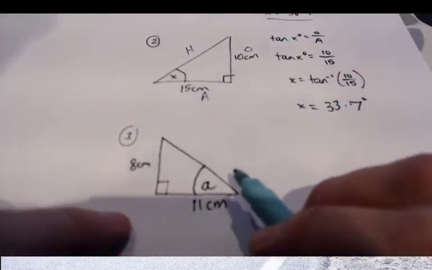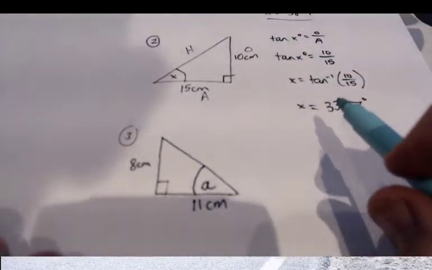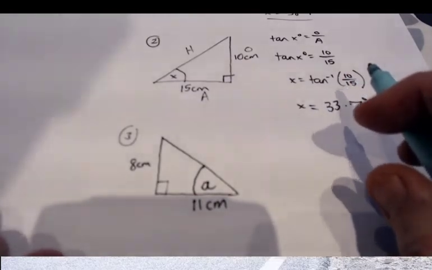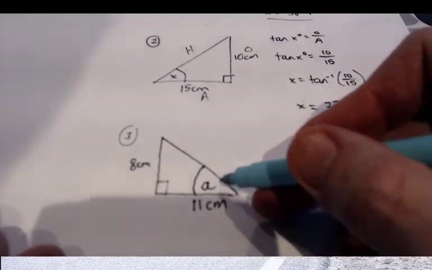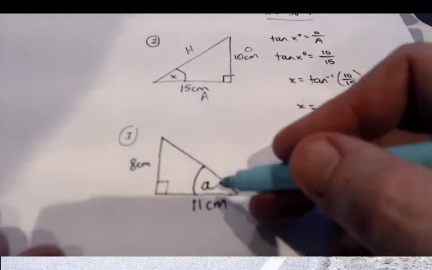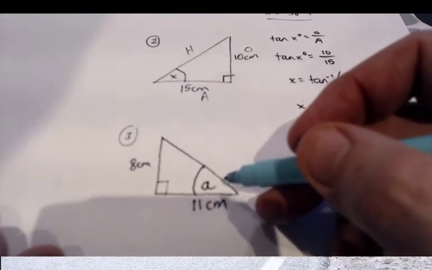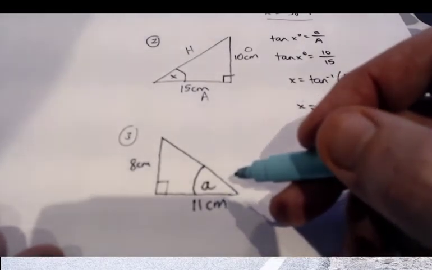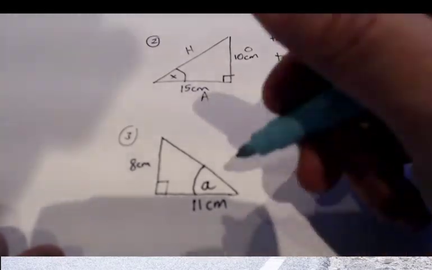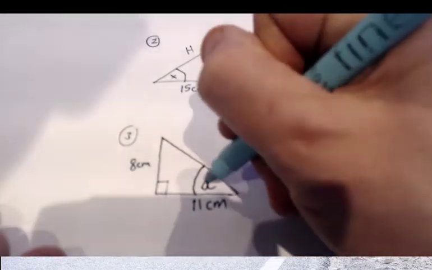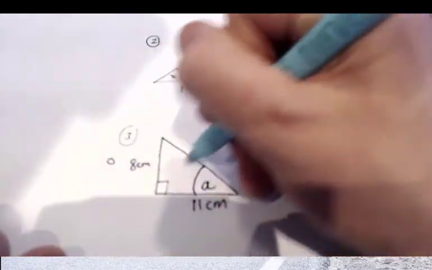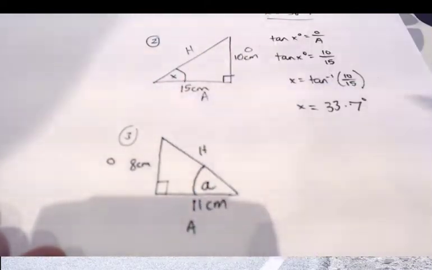Again, now I've tried to be tricky here. Well, I've used the letter X all the time. This time I've used A. It doesn't matter what letter we use, we still do the same thing over and over again. But what you might find in the textbook is they might change the letter. So it doesn't actually change anything that we do. So I'm standing here, so there's my opposite, there's my hypotenuse, there's my adjacent.